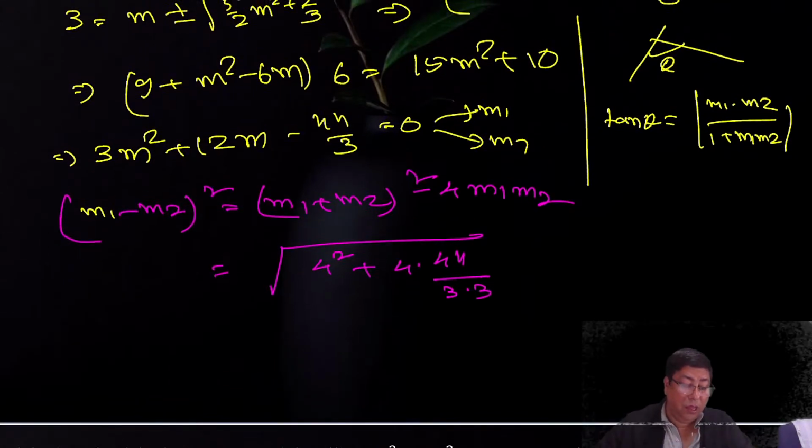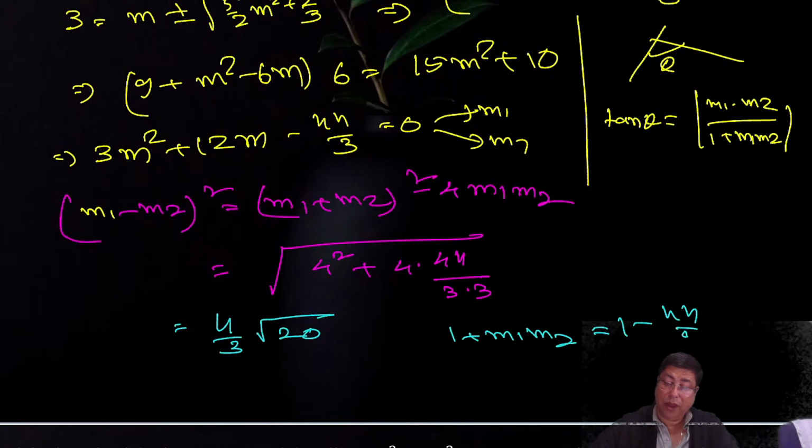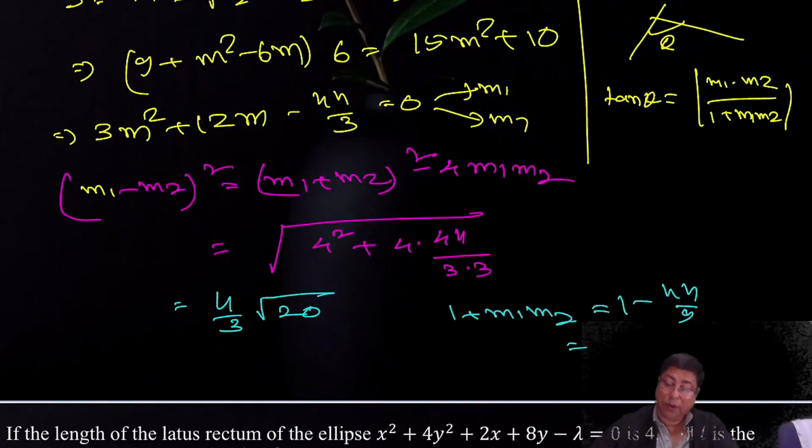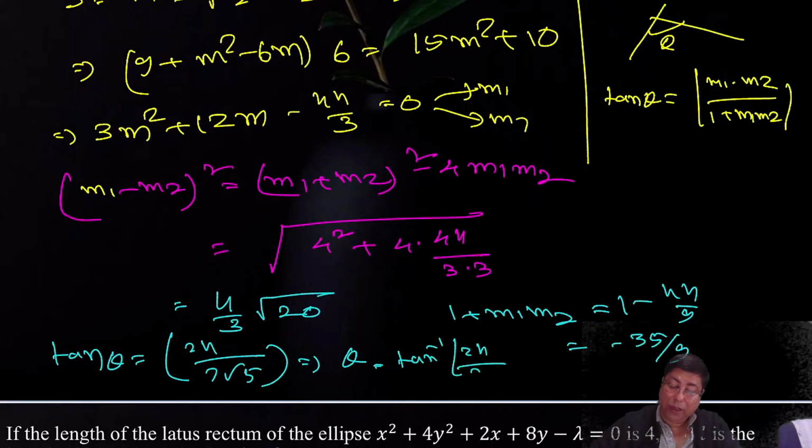So 44 by 3. If we take the 4 square common, we are getting 4 by 3 into root over 20. And 1 plus m1 m2 calculation is coming: 1 minus 44 by 9. If I take 1 minus 44 by 9, it means 9 minus 44 is minus 35 by 9. So tan theta equal to 24 by 7 root 5. So theta equal to tan inverse 24 by 7 root 5.